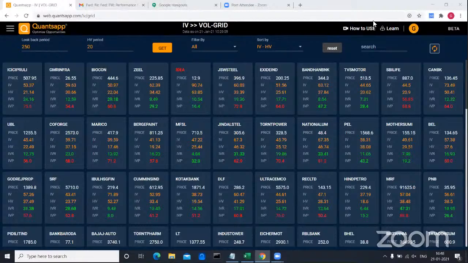So let's take an example here. If you can see ICICI Prudential, and IVP is 75. So if I say my current IVP is 75.6, it is telling me that 75.6 percentile of the time, in the previous year, my IV traded below this current IV level. It is telling me that today's IV is on the higher side than usual.